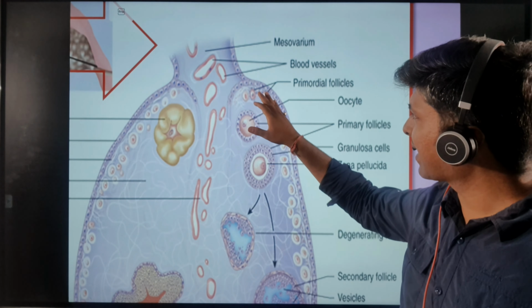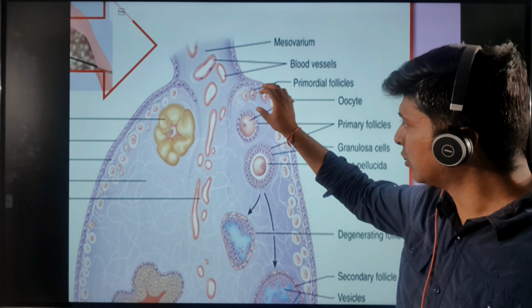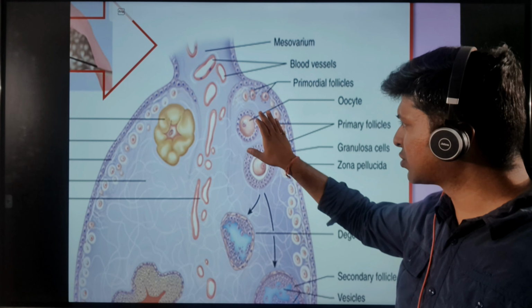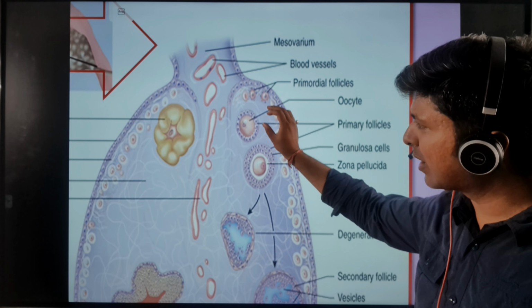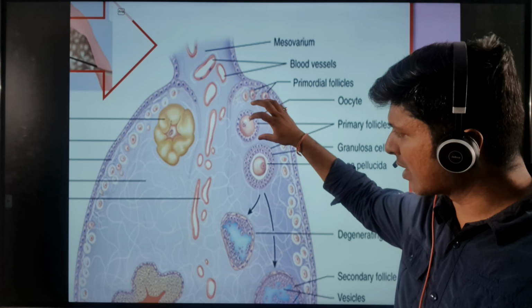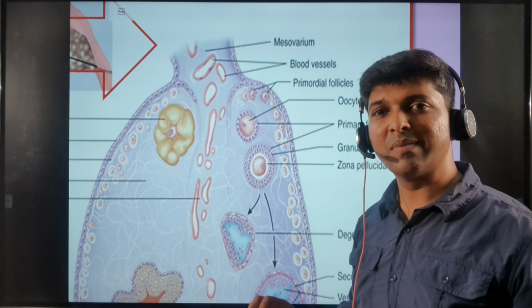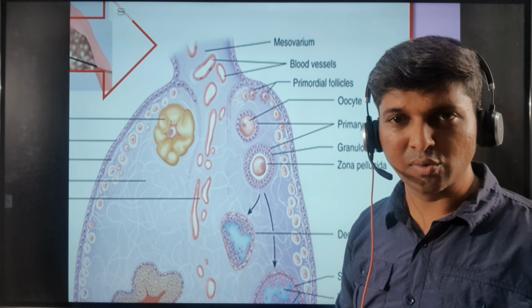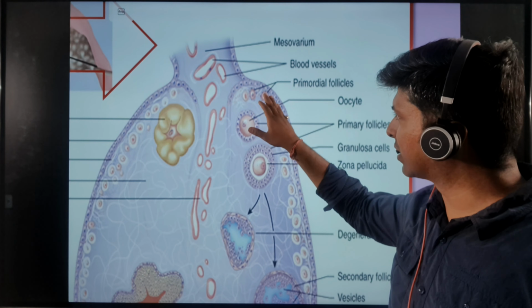Then these primordial follicles will convert into the oocyte. Oocyte is the egg cell. Then these primary follicles have cells around them, the granulosa cells, and the zona pellucida. What is happening is that if a primordial follicle develops in the left ovary this time, then next time it will be in the right ovary, because the ovaries produce eggs alternately. Okay, therefore, what is going to happen?